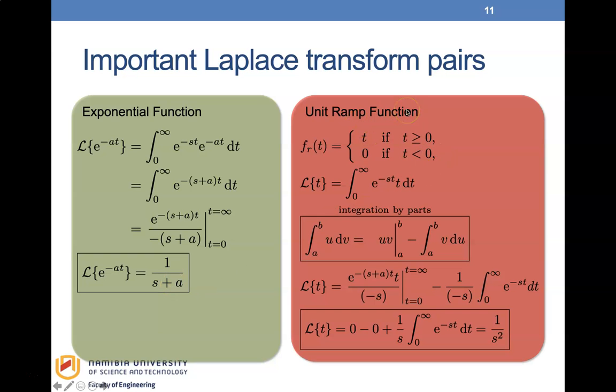Then for the unit ramp function, it's given as t. So that is for the unit ramp. The unit ramp is t if t is greater than or equal to 0, and the ramp function will be 0 if t is less than 0. So if you do the Laplace transform, since the unit ramp is just t, you have the integral from 0 to infinity of e raised to the power minus st, t dt. If you do integration by parts, you will then get the Laplace transform of the ramp function to be 1 over s squared. So you can go through this integration by parts and then arrive at 1 over s squared.